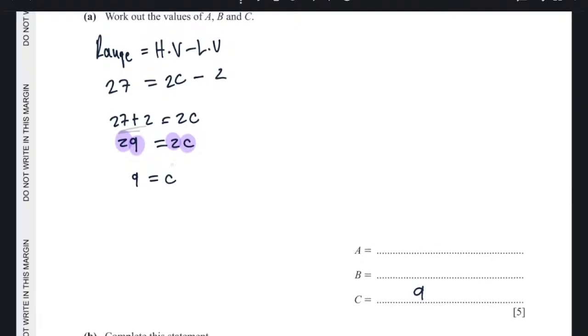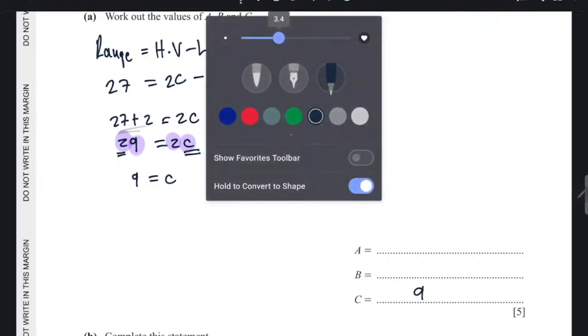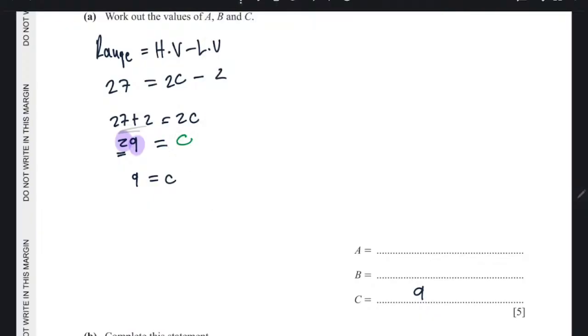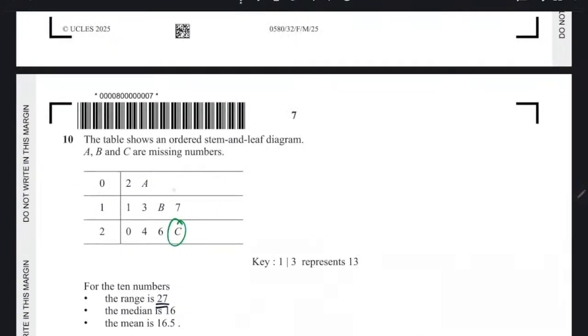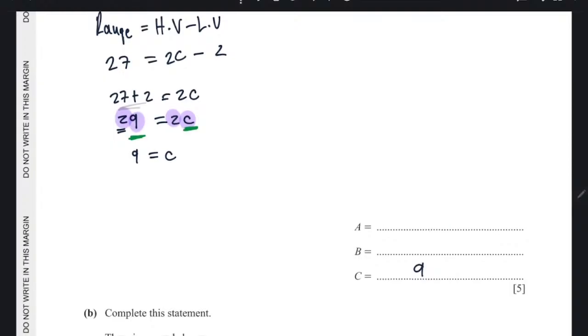No, C is the last number. The 2 is there. Why are you lying? You don't say your own thing. C is the leaf, which means the last number, the 9. Can't you see C is here? Which means it's the leaf. The 2 is already there. C is the last number. 20 something: 24, 26, 2C, 20C. You know, 2C. You understand? So C is 9.